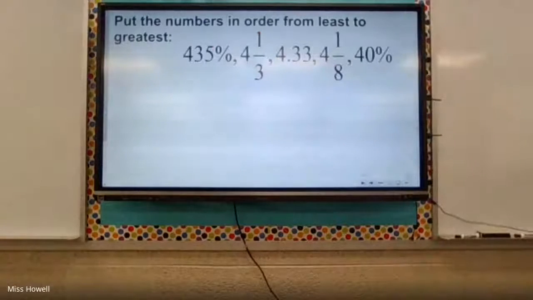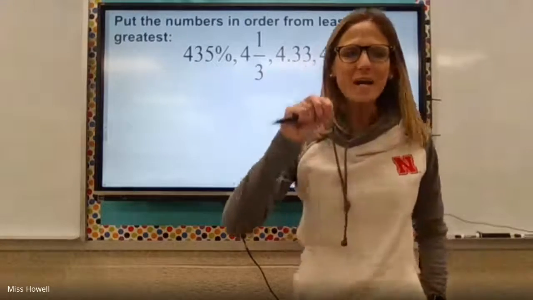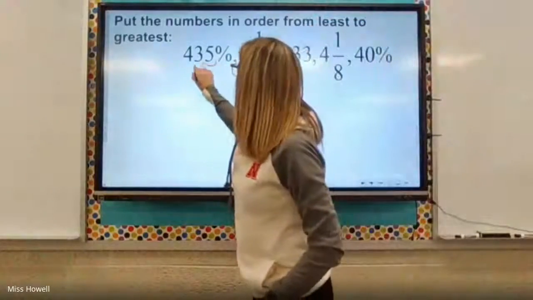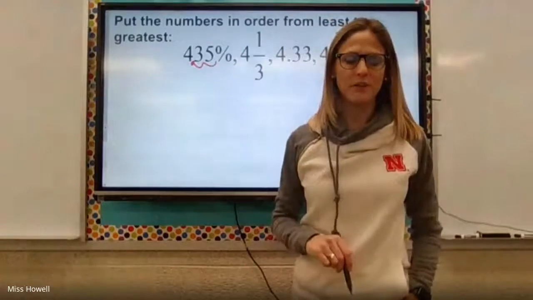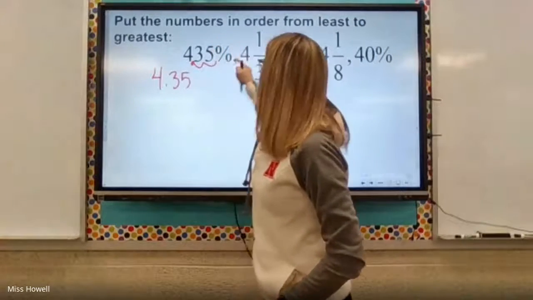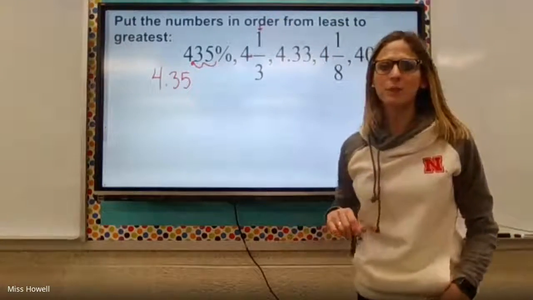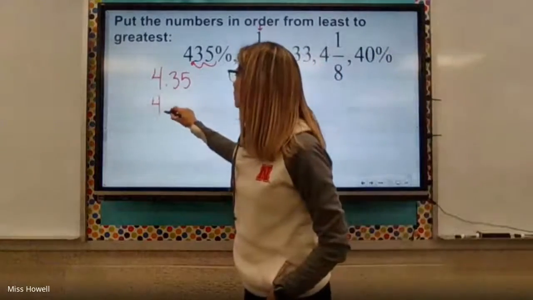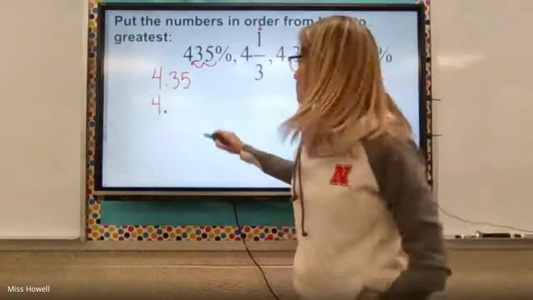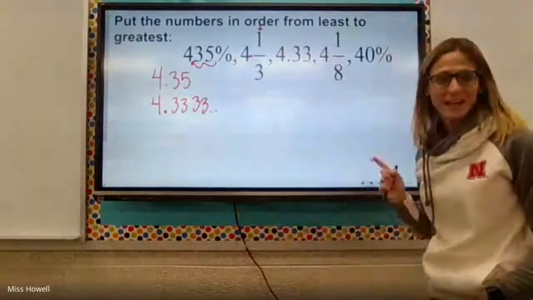All right, number 2, 435%, 4 1/3, 4.33, 4 1/8, and 40%. All right, let's start here. 435%, divide by 100, or my decimal moves 2 to the left, would be your shortcut for converting a percent to a decimal. So we have 4.35. All right, 4 1/3. Remember, that's 4 point, whatever I get from taking 1 divided by 3. So 1 divided by 3 is 0.3 repeating. So I'm going to have a 3, 3, 3, 3, and I'm going to put dot, dot, dot, just in case I have to add extra digits there.